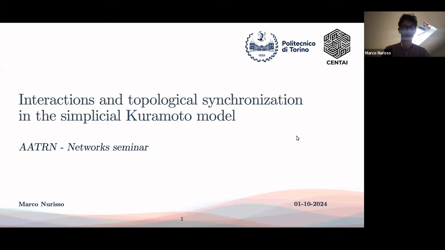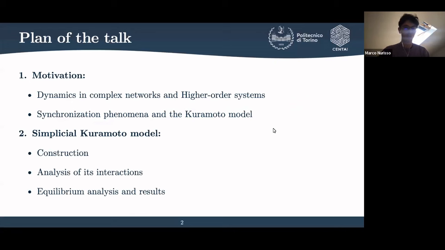I'm going to talk a bit about this work that I did for the first part of my PhD, and it is about simplicial complexes, about dynamical systems on simplicial complexes, and a very specific one, which is the Simplicial Kuramoto model. And I will explain what it is, how it is built, and what we did on it. So, a very brief plan of the talk.